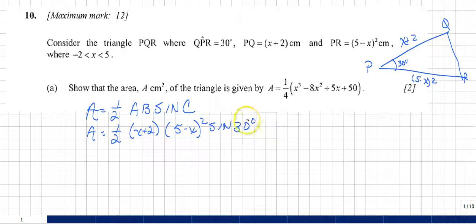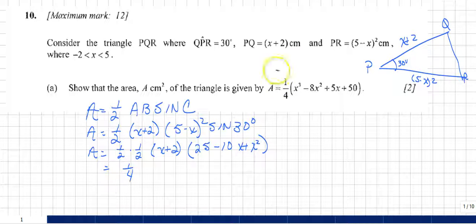Now this is on the calculator section. So if you don't know the sine of 30, and you should, the sine of 30 is 1/2. So we have 1/2 times 1/2 times x plus 2. And let me go ahead and square 5 minus x, double squares. So 25 minus 10x plus x squared. And a bunch of distributing here. So 1/2 times 1/2 is 1/4. So we got that part taken care of already.